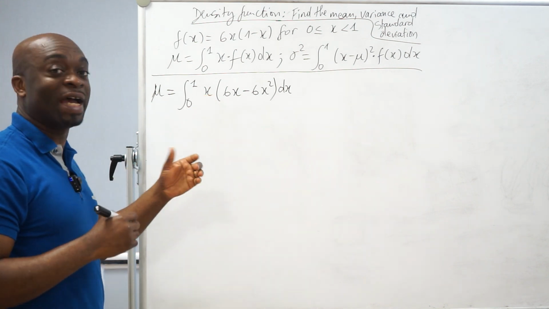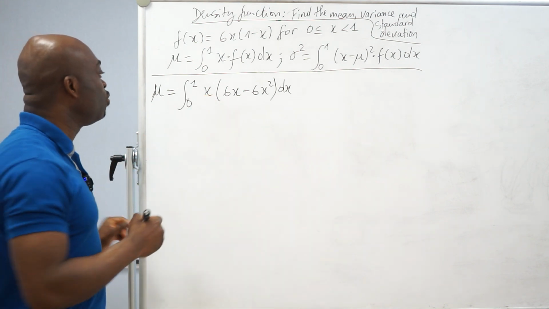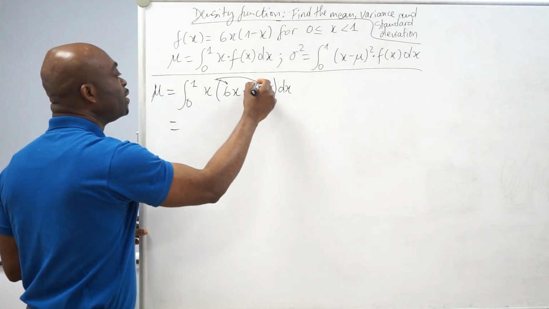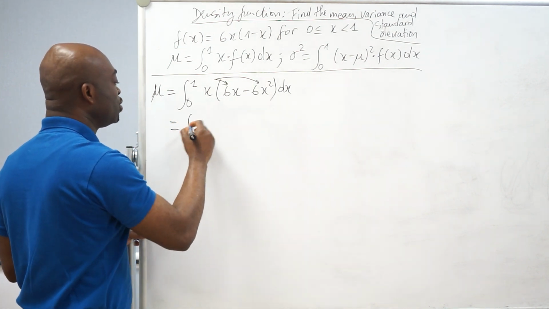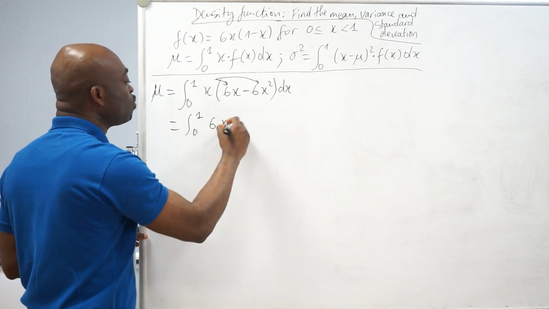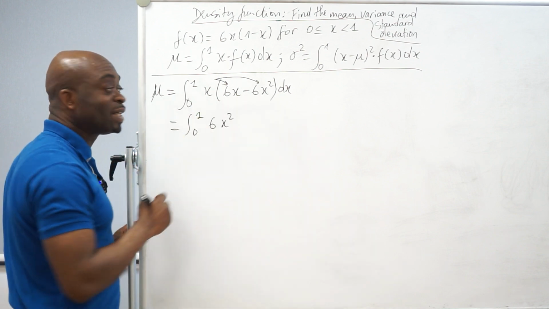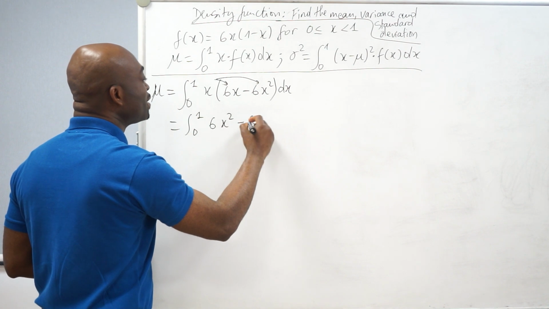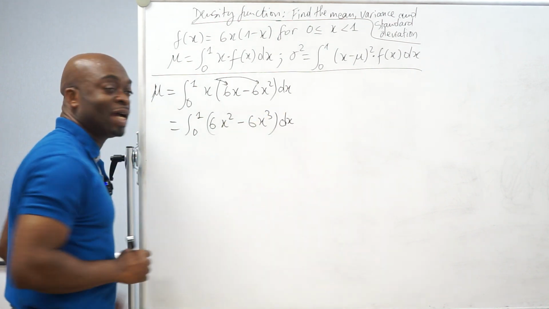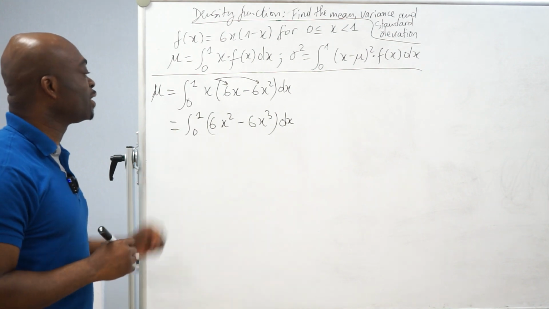Now, because we have x outside the parentheses, we have to distribute, right? So we have to distribute in order to get 0 to 1 still. So x times 6x is going to give us 6x squared, and x times negative 6x squared is going to give us minus 6x to the third. And then again, this is dx. All right? So this is what we have.